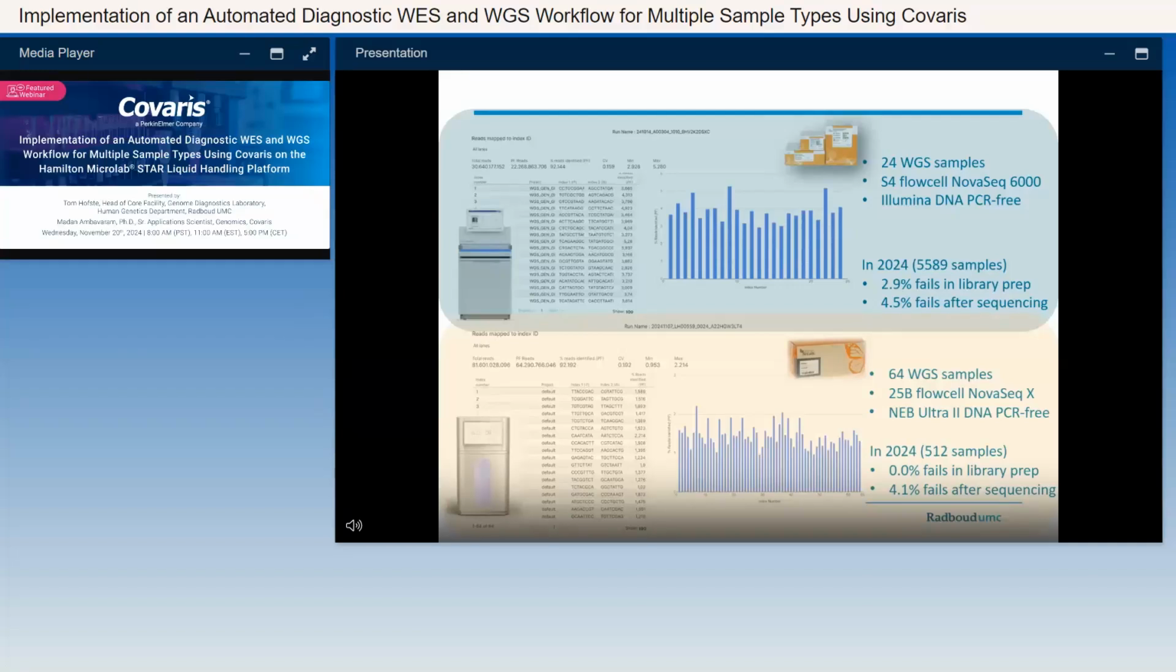And these are only samples of DNA out of EDTA. And below, our new workflow, which is only live since 1 month, it's 64 whole genome samples on a 25B flow cell with the NEB Ultra 2 DNA PCR-free kit. And in 2024, we did 512 samples, 0% fails in library prep and 4.1% fails after sequencing, also drops below the 25x.